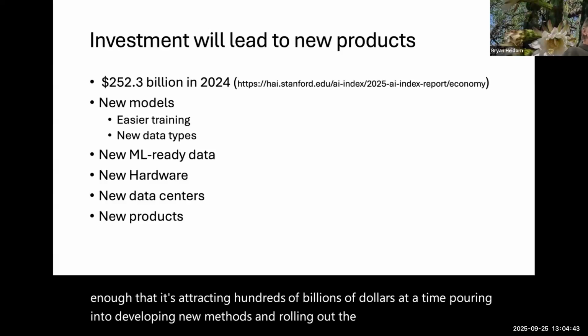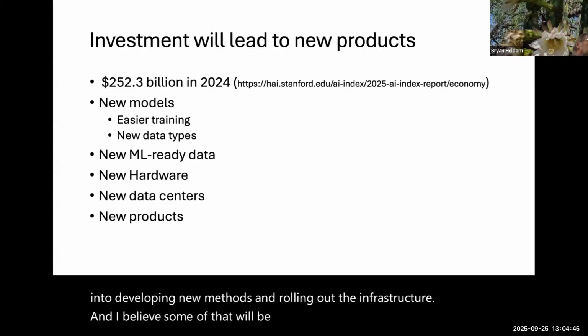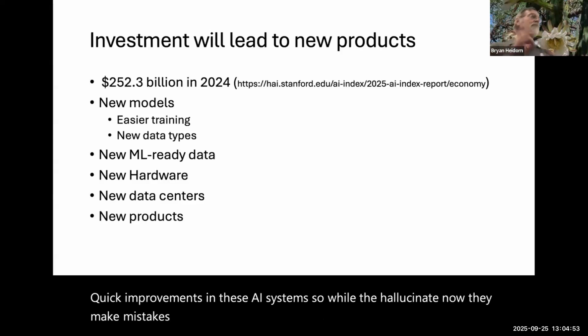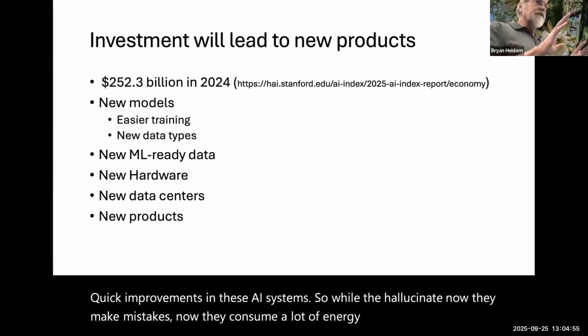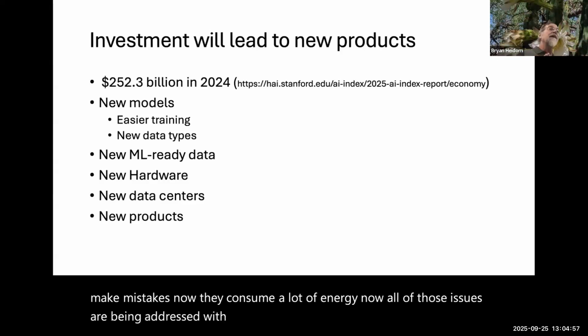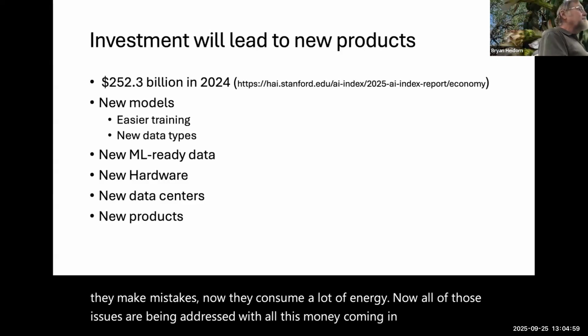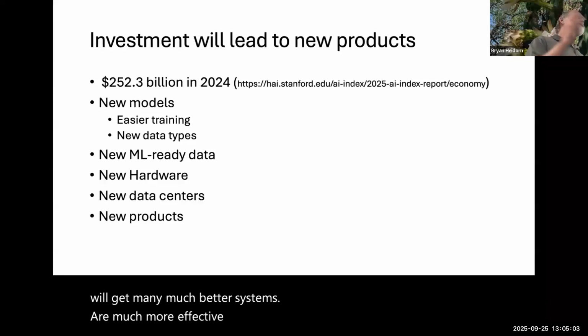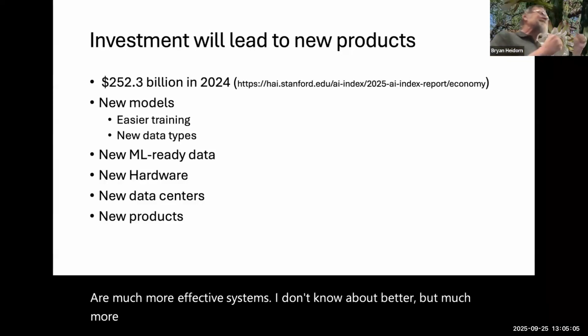And I believe some of that will be wasted, but some of it will lead to quick improvements in these AI systems. So while they hallucinate now, they make mistakes now, they consume a lot of energy now, all of those issues are being addressed with all this money coming in. And I expect we will get many much more effective systems. I don't know about better, but much more effective systems coming out at a pretty great rate.